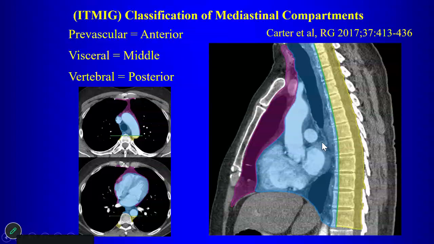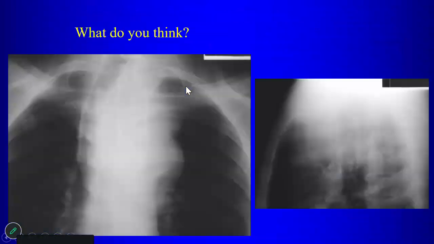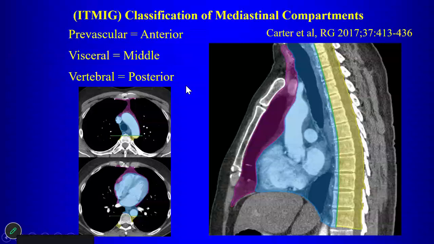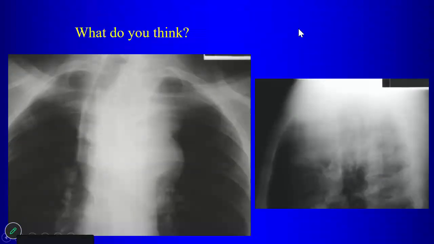So the prevascular, or the anterior, here it is here, anterior to the heart. And then we have the visceral, or the middle, that's in here. And then the vertebral is back here next to the vertebral body. So you think of this as anterior, middle, and posterior mediastinum. So that is the official classification if you're asked any questions on examinations.